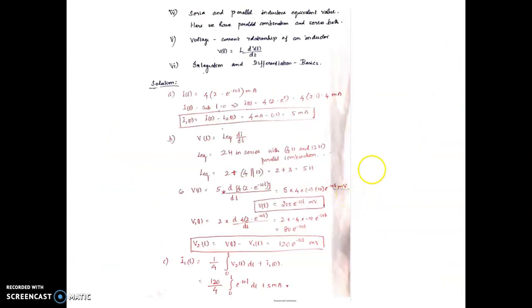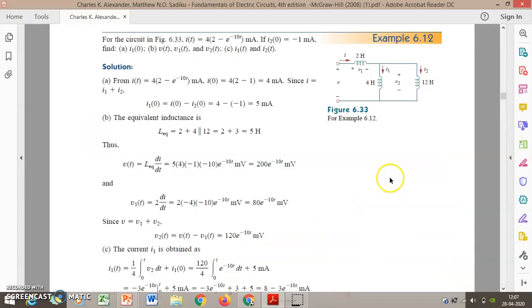The problem solution will be like this. See, first we'll start with finding I1 of 0. What is I1 of 0? It is nothing but the current which is stored in the inductor before the inductor is connected to this circuit. See, I1 is nothing but the current flowing through 4 Henry.